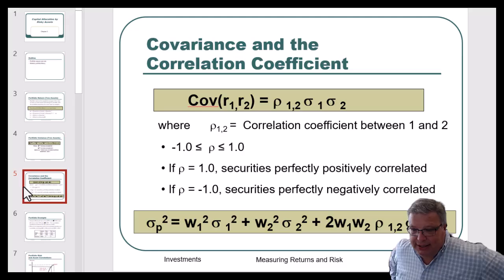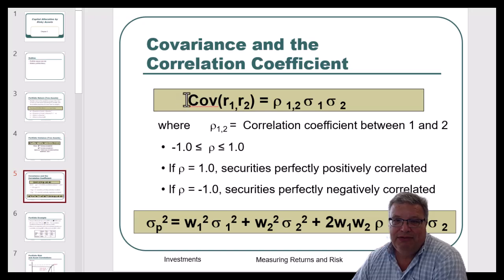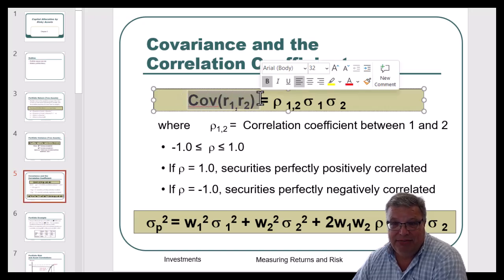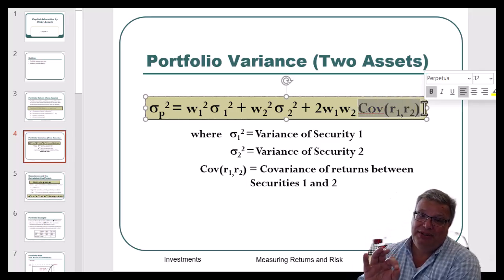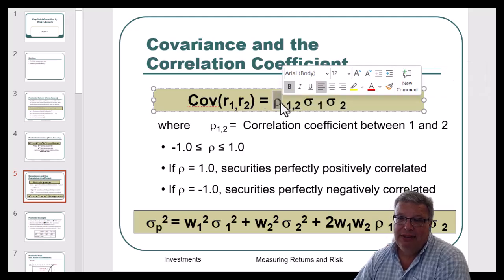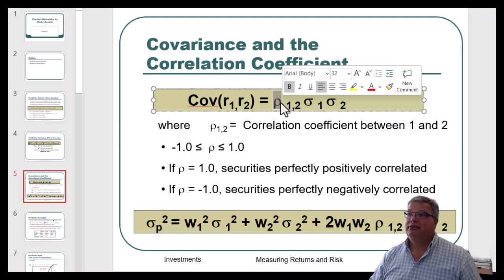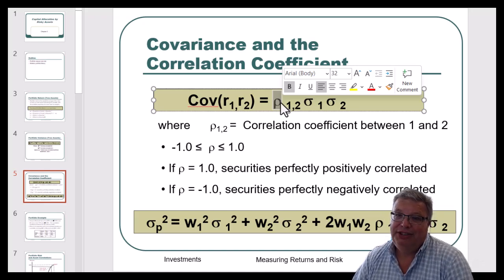Now, one of the things that we do is we try to simplify this, and one way to simplify it is to take this covariance term that we just talked about, that was right here, and substitute in for it a term that's a little easier to understand. And that term is this right here. This is a Greek letter, it's called rho, and it stands for the correlation coefficient.